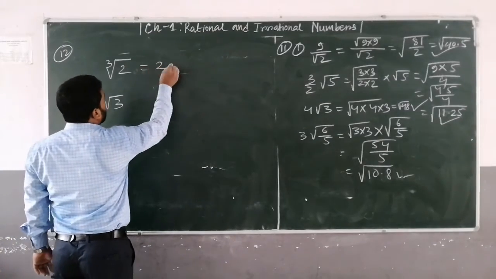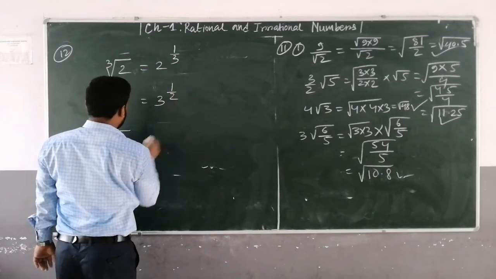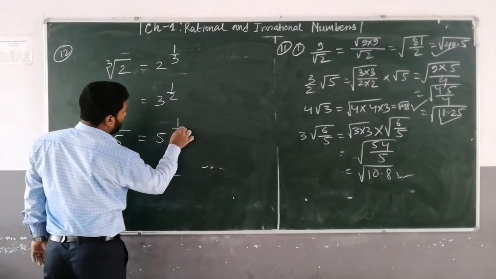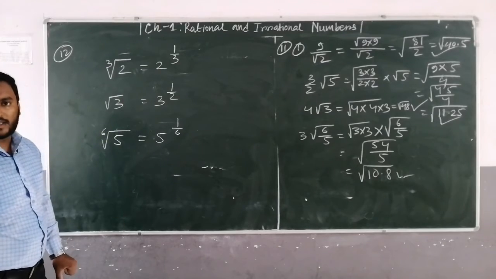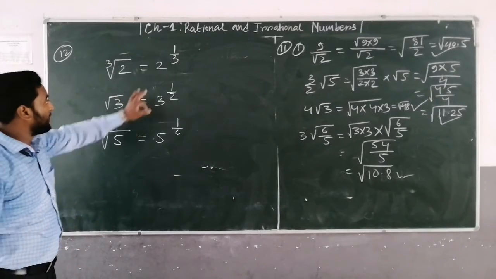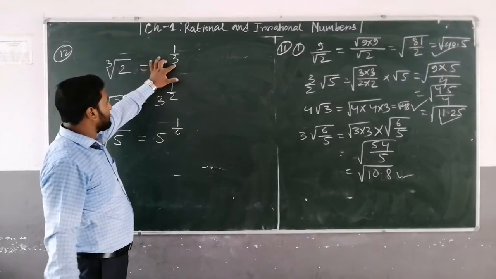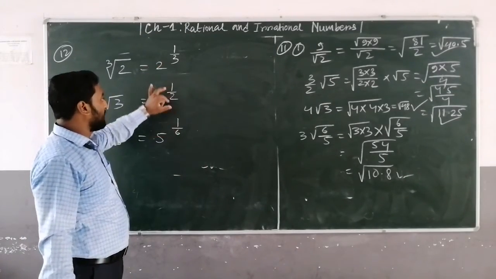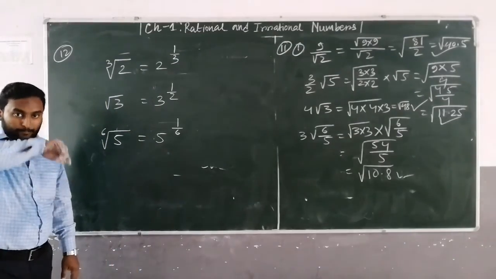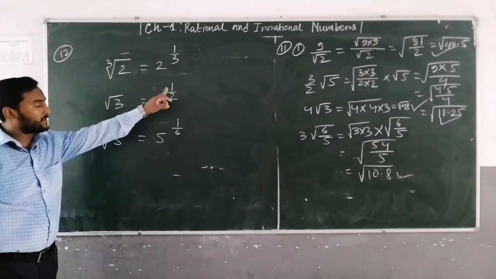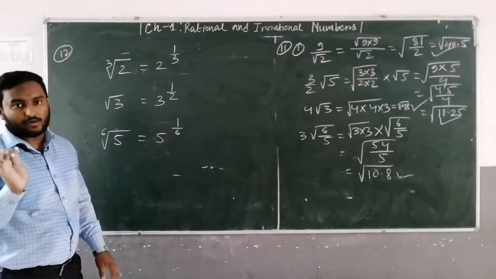So this can be written as 2 to the power 1 upon 3, and this is 3 to the power 1 upon 2, and this is 5 to the power 1 upon 6. Now you have to make the powers equal. If the powers are equal, then from the base you can compare them. Now take the LCM of 3, 2 and 6. LCM of 2, 3, 6 is equal to 6.